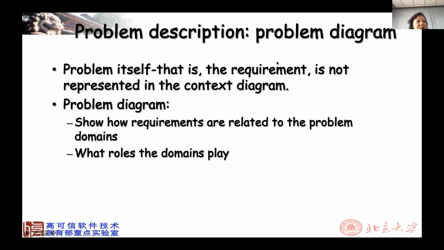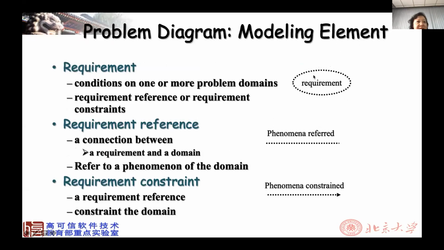Also, for the problem description, the problem frame approach invents another kind of diagram. It's called a problem diagram. Compared with the context diagram, the problem diagram includes the requirements in the diagram. They also invent some modeling elements, and they use these elements to describe and contain the requirements.